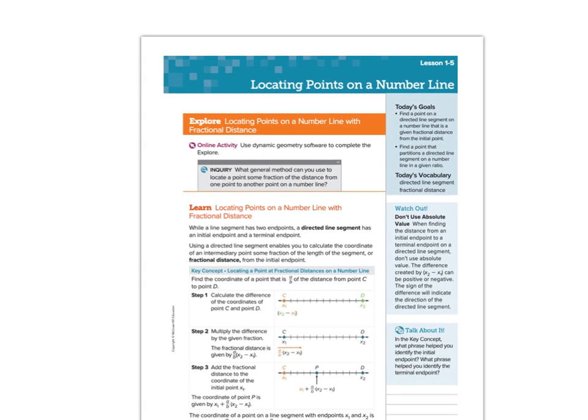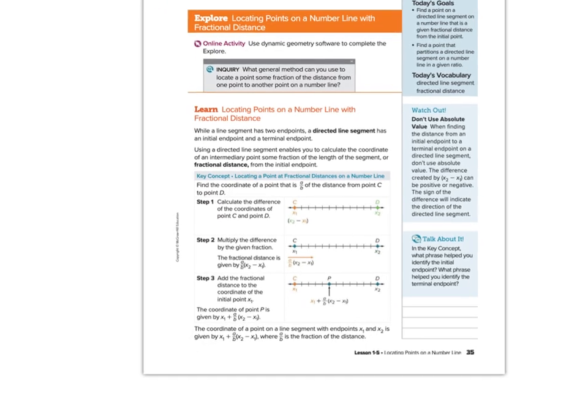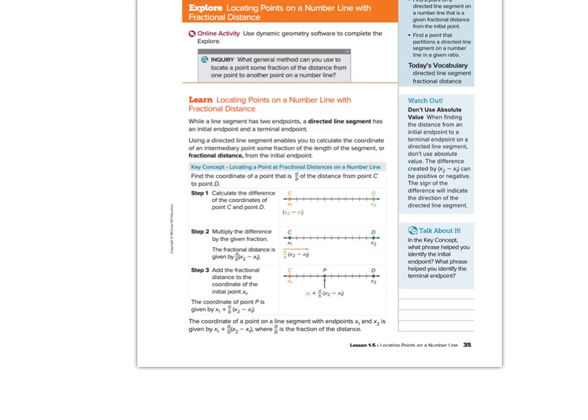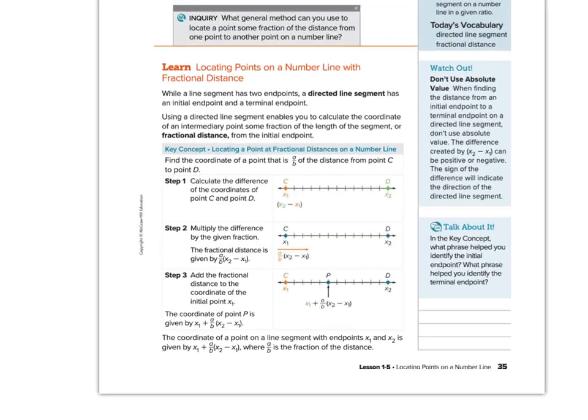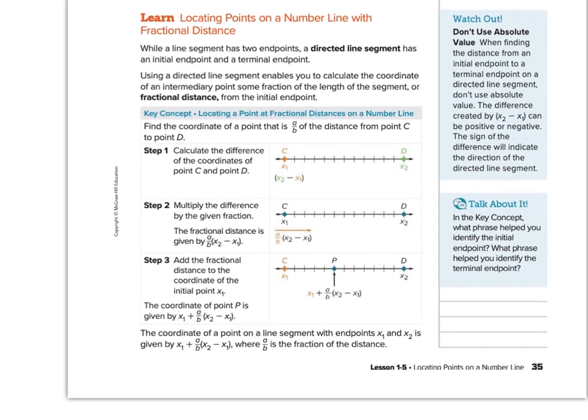So let's see, moving on, talking about locating points on a number line. Same thing. The big difference here is locating points on a number line with a fractional distance. You just have to know where to start. And then we're going to calculate the fraction of the distance we're traveling and add it to our starting point. Okay, directed line segments.